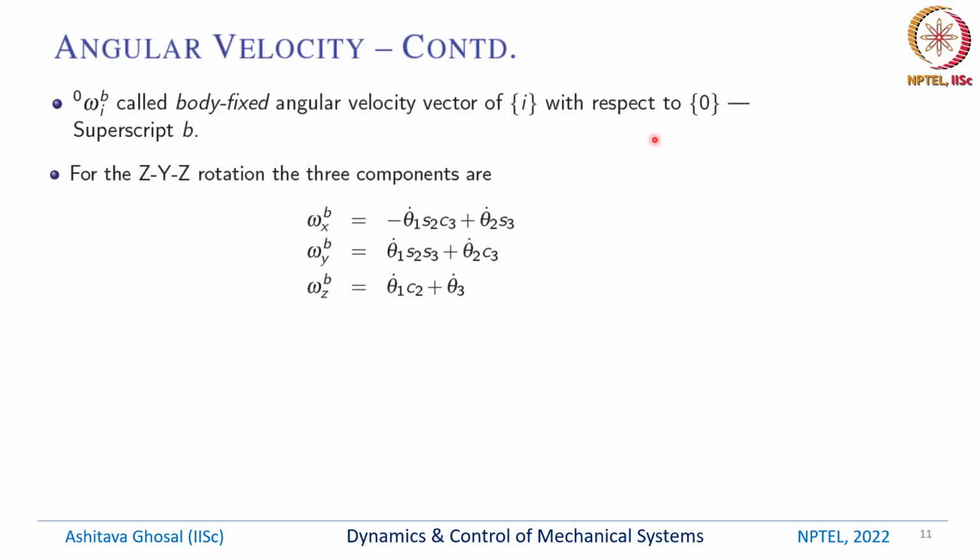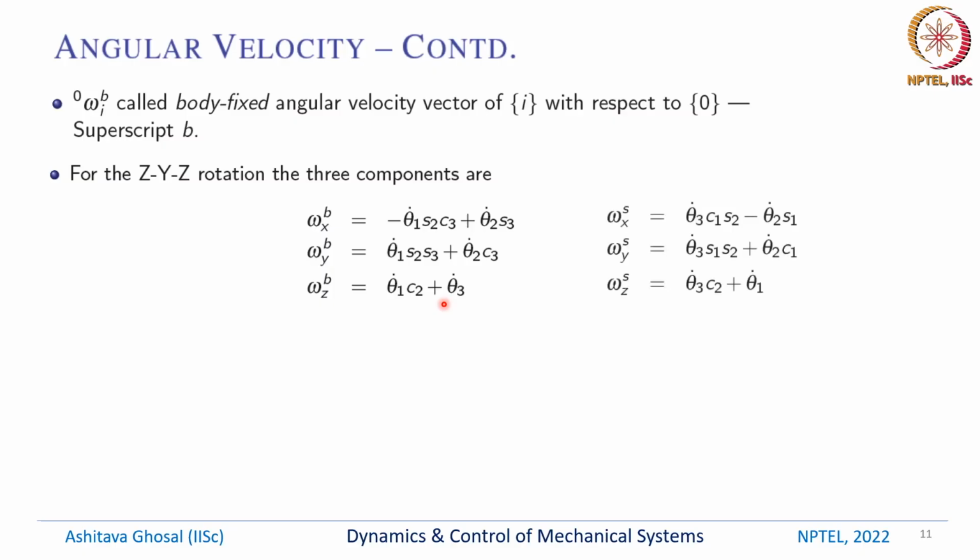So let's take an example. If you look at the angular velocity vector obtained from R transpose R, and let's look at the ZYZ Euler angles, then the omega x b is minus theta 1 dot s2 c3 plus theta 2 dot s3. Omega y component is theta 1 dot s2 s3 plus theta 2 dot c3, and the z component is theta 1 dot into cos theta 2 plus theta 3 dot.